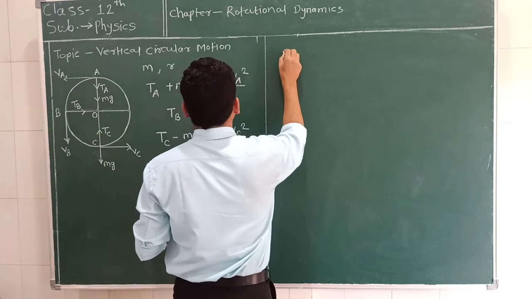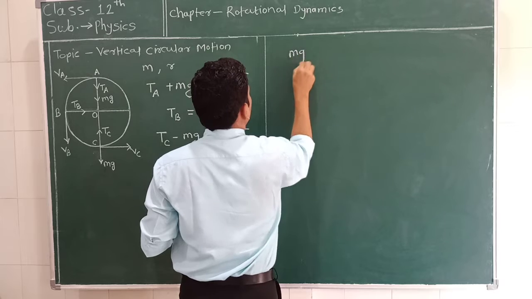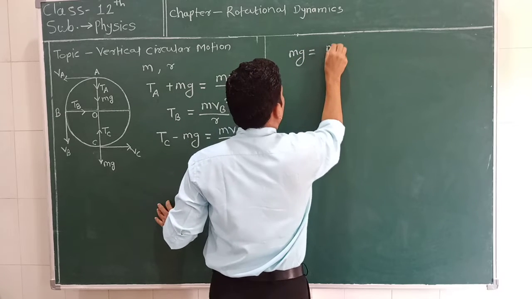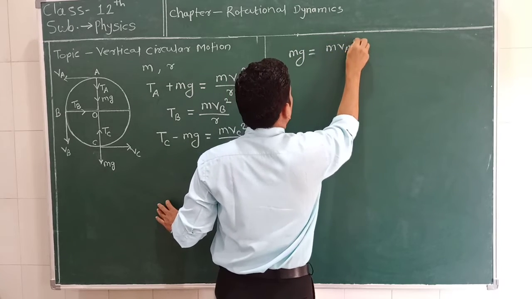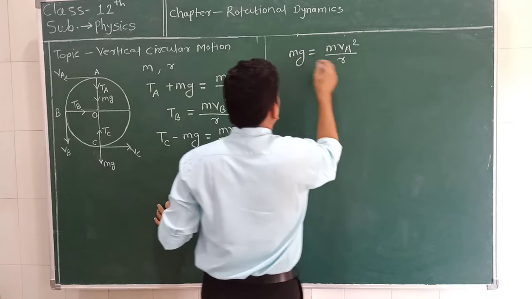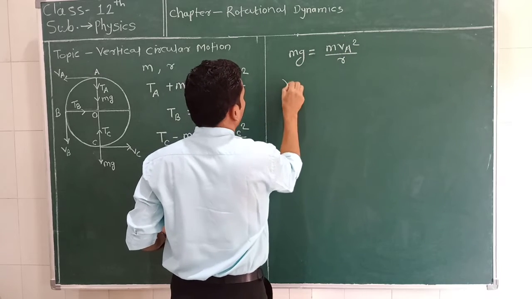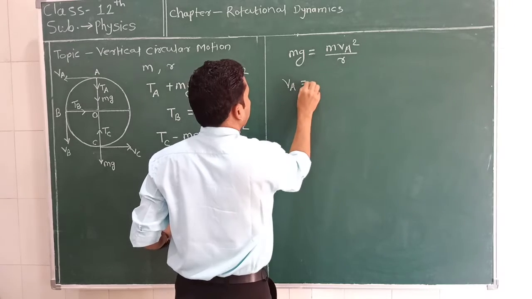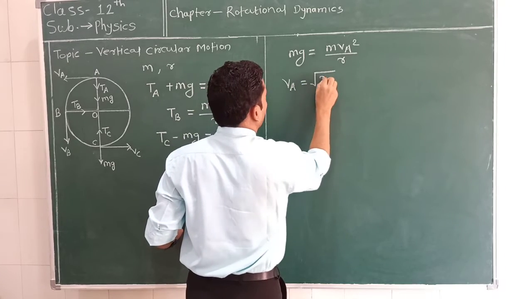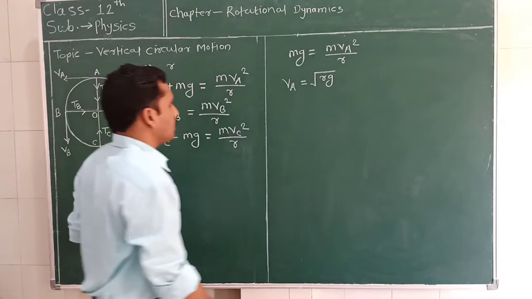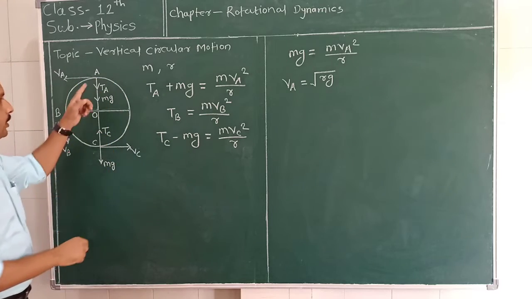Therefore, we can write it is equal to mg is equal to mva square divided by r. This gets cancelled. Therefore, we can write here va is equal to under root of rg. This is the velocity at the uppermost point.